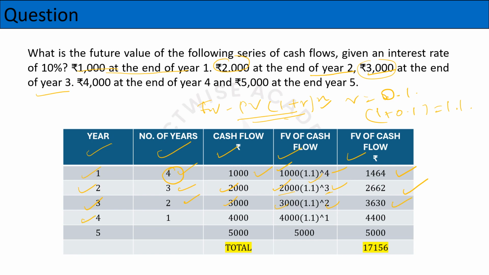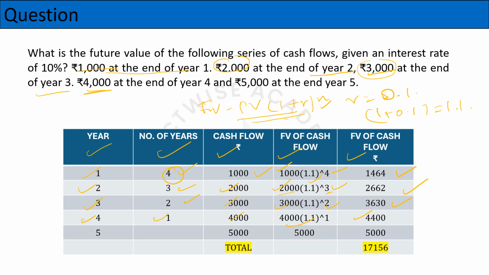And year 4, at the end of year 4 means only the 5th year is pending. So 1 year of interest only you will get. Amount is how much? Amount is 4000. 4000 into 1.1 to the power of 1 is 4400.